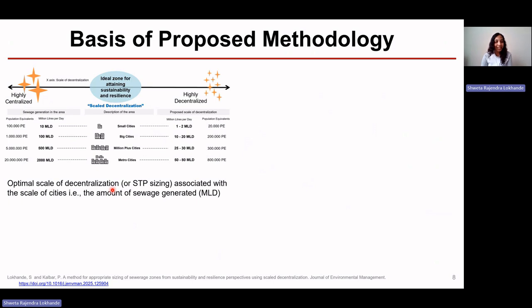So, the optimal scale of decentralization or the appropriate sizing of the sewerage zones, which also results in the size of the STPs for a given region. So these are associated with the scale of the cities, that is the amount of sewage generated in million liters per day in the entire city. For example, for a city with sewage generation of up to approximately 22,000 million liters per day, the proposed scale of decentralization is 50 to 80 million liters per day, which means that the size of the sewage treatment plants in this metro city can range between 50 to 80 million liters per day.